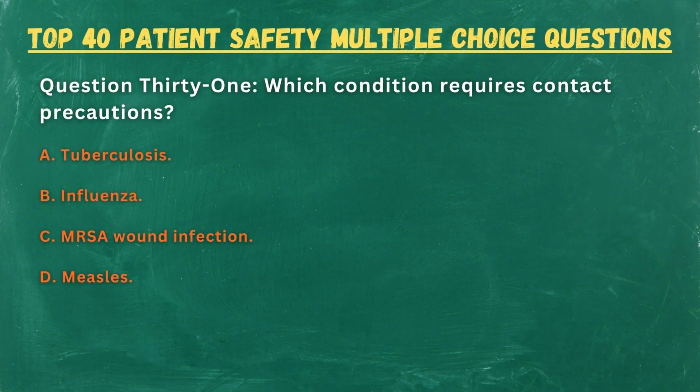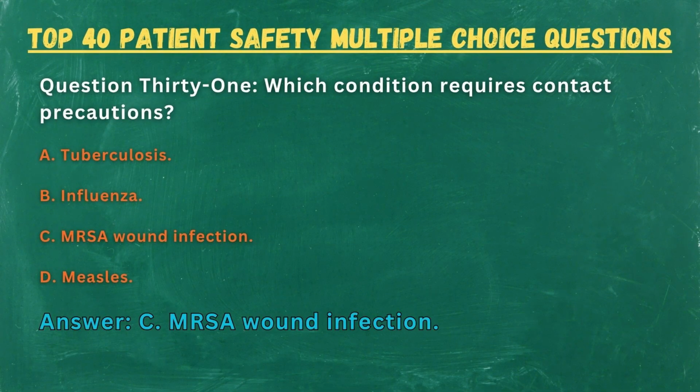Question 31. Which condition requires contact precautions? A. Tuberculosis. B. Influenza. C. MRSA wound infection. D. Measles. Answer: C. MRSA wound infection.